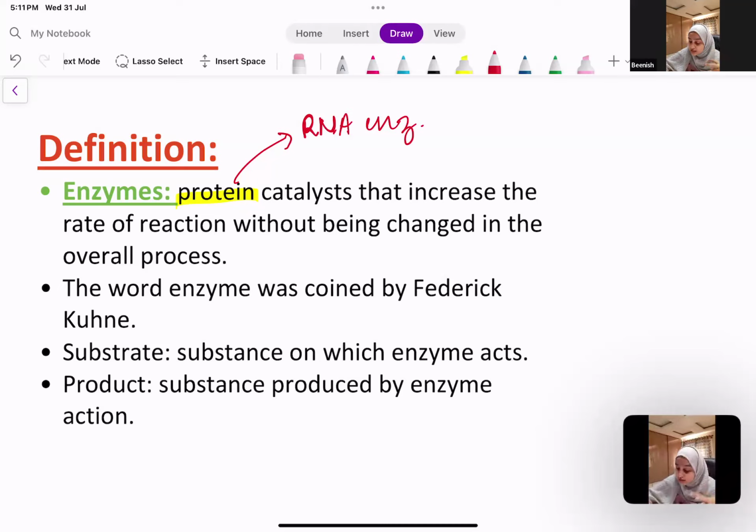They increase the rate at which equilibrium is attained without themselves being changed in the overall process. The word enzyme was coined by Frederick Kuhne. Now, what is a substrate? It is the substance on which the enzyme is going to act, and a product is a substance that is produced by the enzyme action. So the enzyme acts on a substance known as the substrate, and as a result of the enzyme action, the substrate is converted into a product.